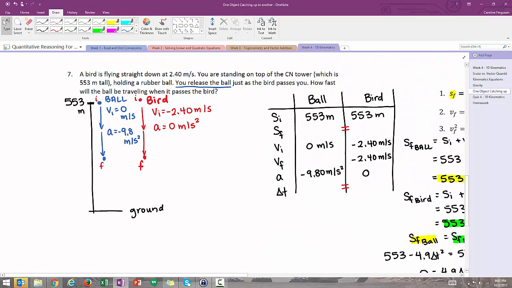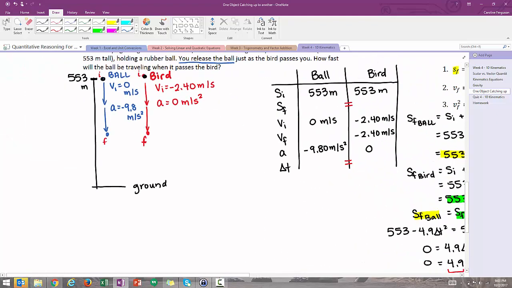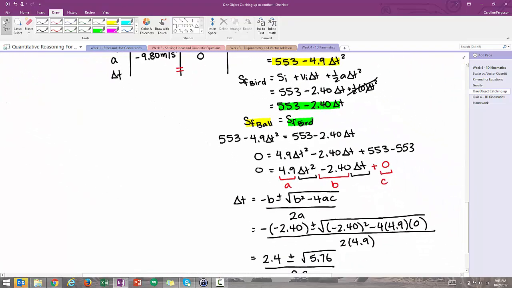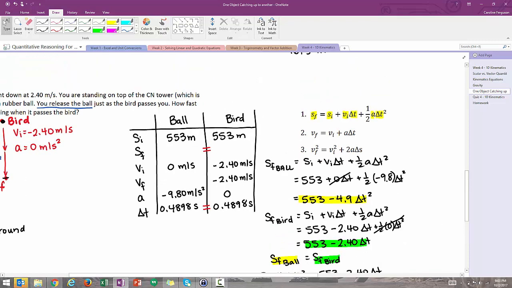So what does this mean? At 0 seconds, do you see how the bird and the ball are both at that same position of 553? So that's why that turns out in my answer. But also we found that 0.4898 seconds is how long it takes them to get to this final position, and they'll both be at the same position at that time. So that's the time that it takes for the ball to catch up to the bird. It would be that 0.4898 seconds. So I'm going to put that in here, 0.4898 seconds and 0.4898 seconds here.